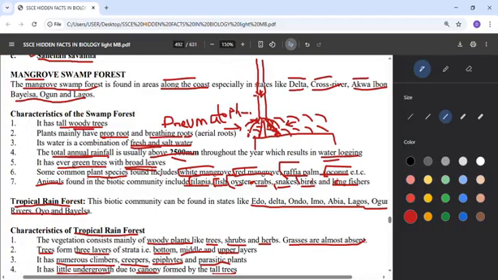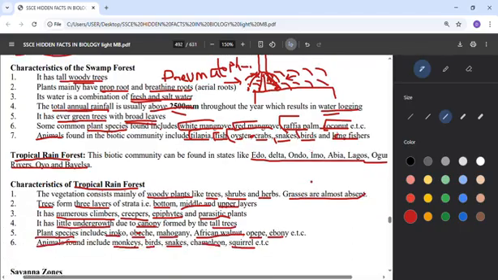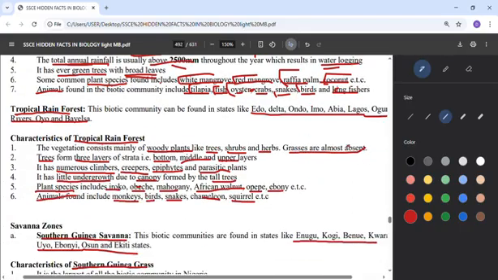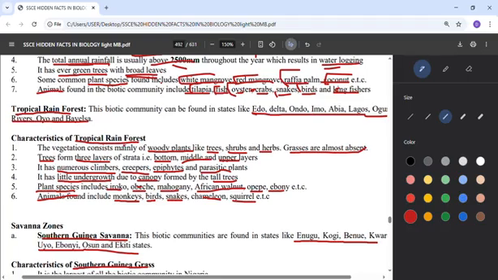So we move to tropical rainforest. We have seen mangrove swamp forest. So tropical rainforest, you can see it in Edo, Delta, Ondo, Imo, Abia, Lagos, Ogun, Rivers, Oyo, and Bayelsa. So what are the characteristics of tropical rainforest? Its own vegetation, they are mainly woody plants.